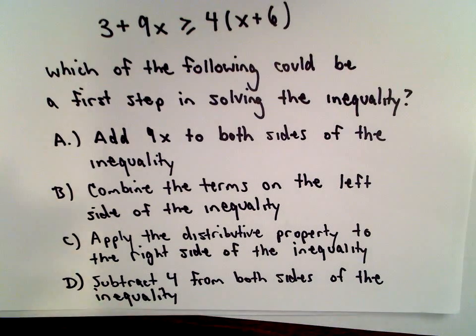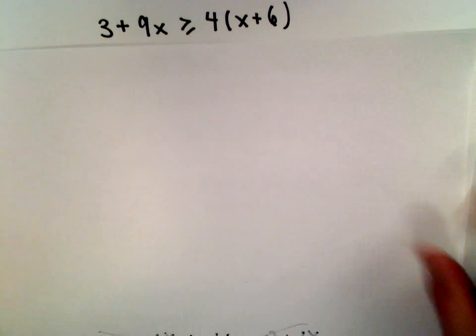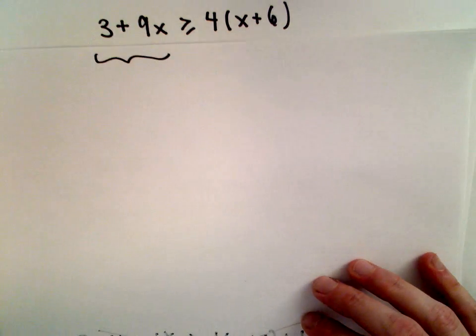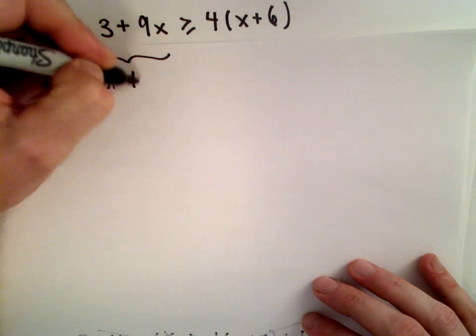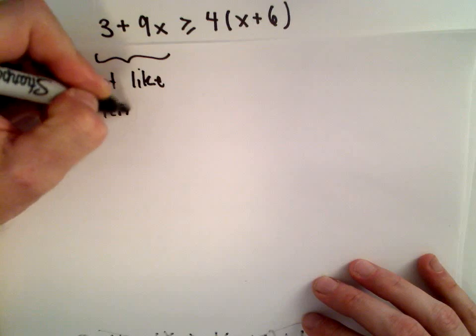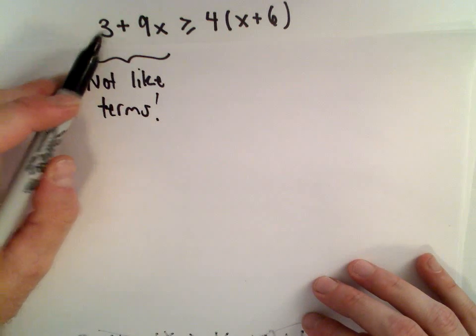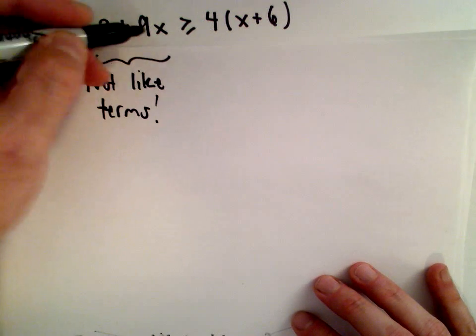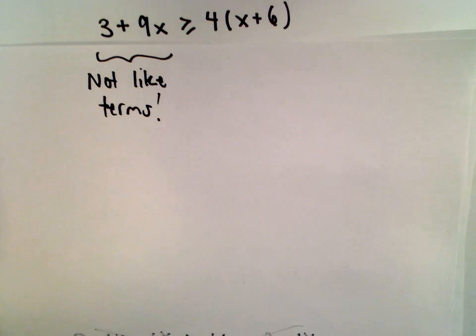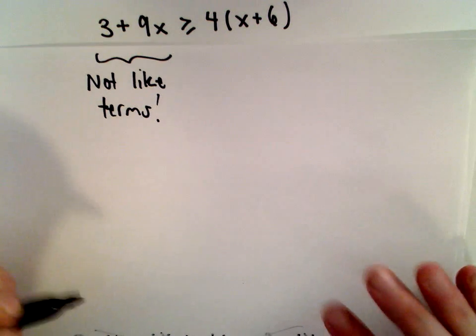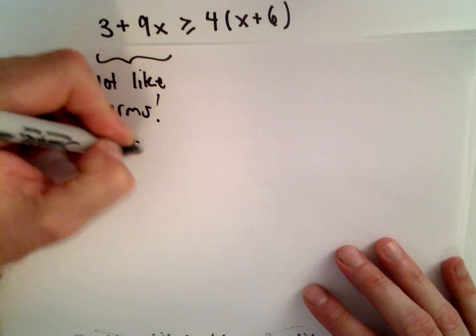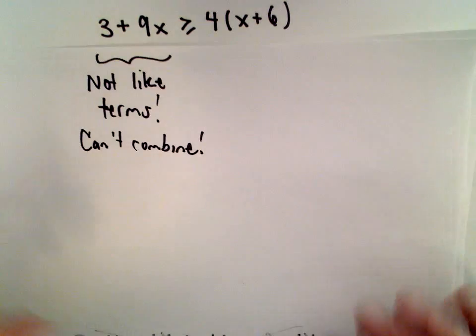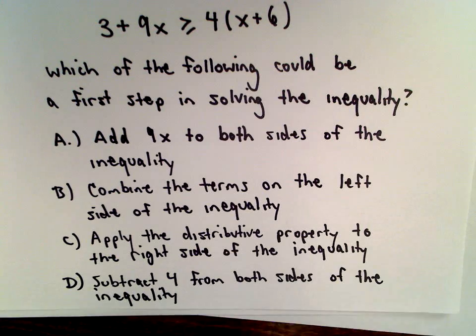B says combine the terms on the left side of the inequality. Well, the problem is on the left side of the inequality, these are not like terms. We've got a constant, 3, and then we have a term involving a variable. Those are not like terms, so if we tried to somehow combine those, I don't want to write anything down because nothing you write is correct. So we simply can't combine them. So part B is suggesting you do something that's really not correct. So B definitely doesn't make sense.